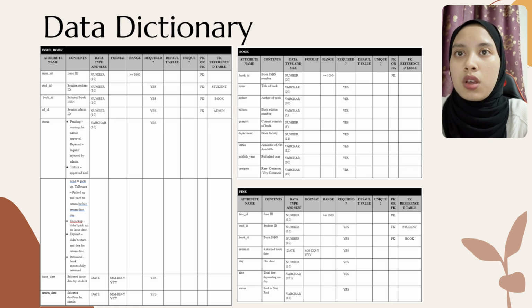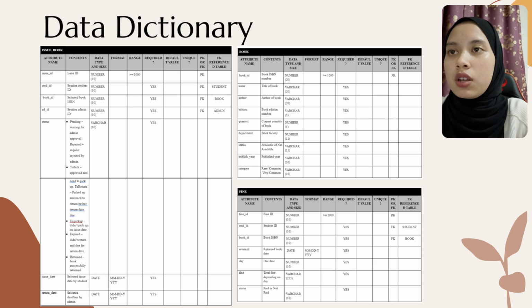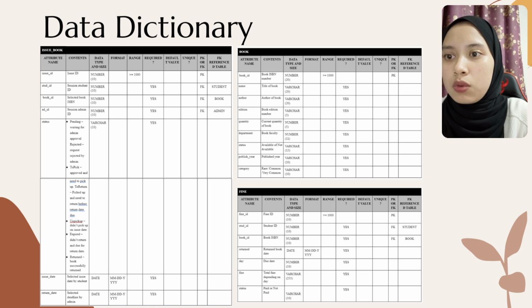Okay, next we have the issue book database. We have issue ID as the primary key, and student ID, book ID and admin ID as foreign keys. Then we have status, which can be changed to pending, to pick, unpick and return. And then we have issue date and return date, and all the attributes are required.